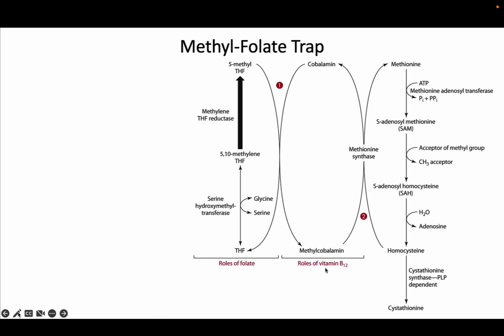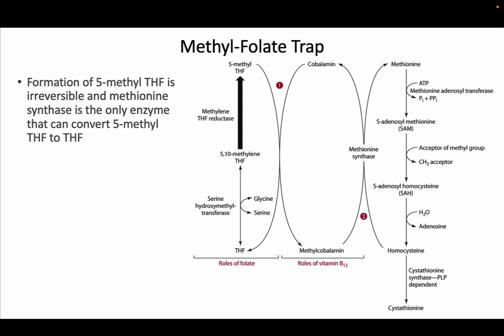There are several things about this particular set of reaction steps that are important. First and foremost is related to something called the methylfolate trap. The creation of 5-methyl tetrahydrofolate is an irreversible step. So once 5,10-methylene THF becomes 5-methyl, the only path forward for it is to give the methyl to B12 when it's bound to methionine synthase, because there's only one enzyme that can do that.